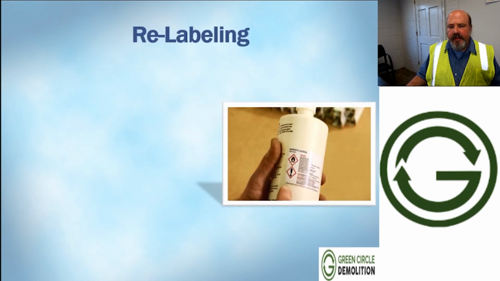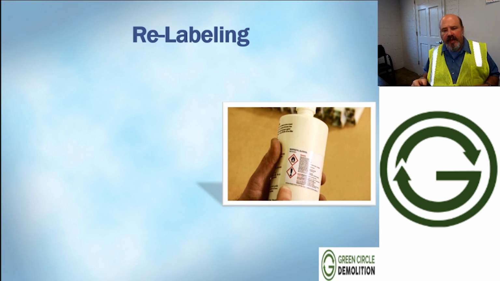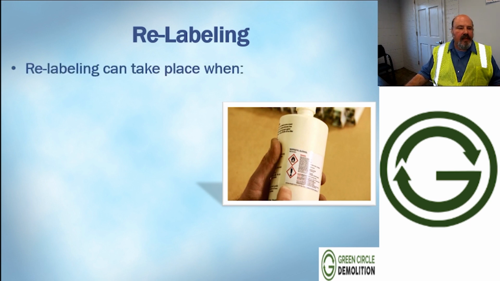Now we need to talk about relabeling. Now, we know that sometimes we get bulk material in on our job sites, and it's not always a good idea to carry those bulk items in 5-gallon buckets when it's just as well to put it in a 5-gallon pail and move it to the location in which you need it. However, there's a couple things we've got to remember when we do that.